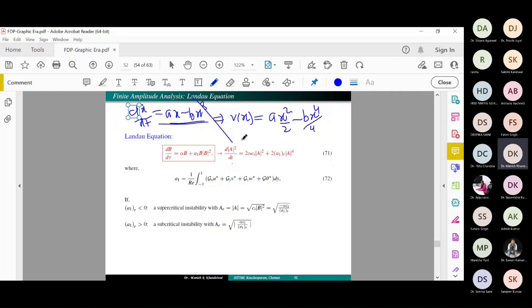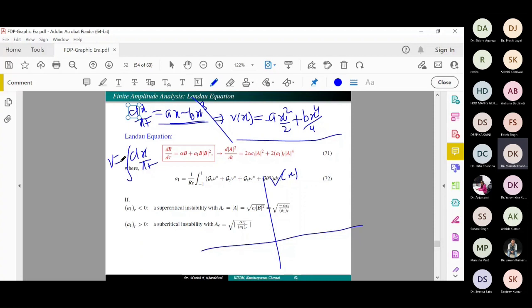If a and b are both positive, then we plot this V(x). We generally say that potential is negative with respect to this: dx/dt equals minus dV/dx, so we integrate with respect to the minus sign, and we will get the potential. So the potential V(x) is given by this, then we plot this one, and we will see that the plot of this V(x) is like this.